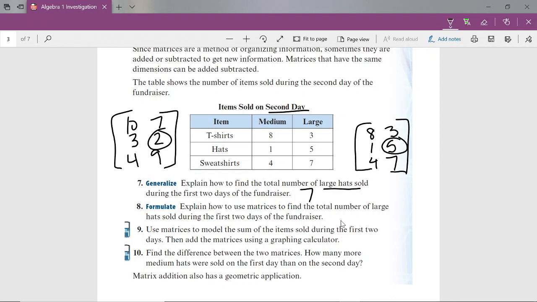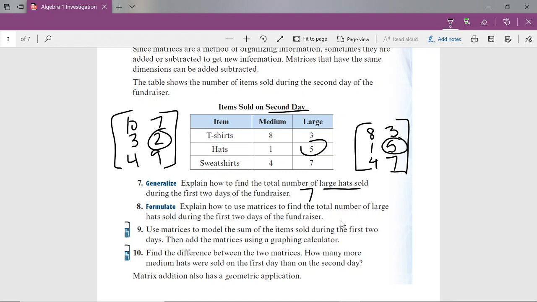All right, so number 7: explain how to find the total number of large hats sold. Explain how to use matrices to find the total of large hats. So we showed that with both matrices, and you could go in your table and find the large hats in both of them. So numbers 9 and 10 refer to what you can do with a calculator with matrices. Go back and look at that lab for matrices if you haven't already, to refresh yourself on how to do this or learn how to do it for the first time.